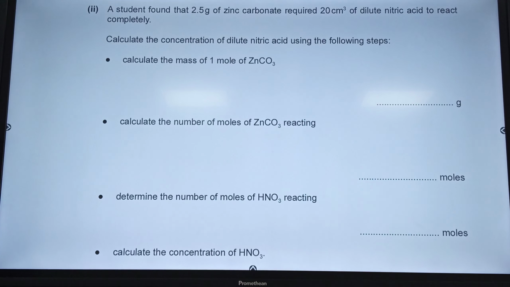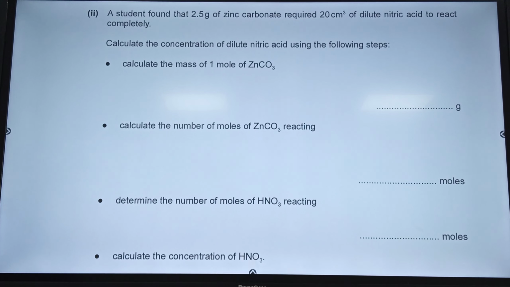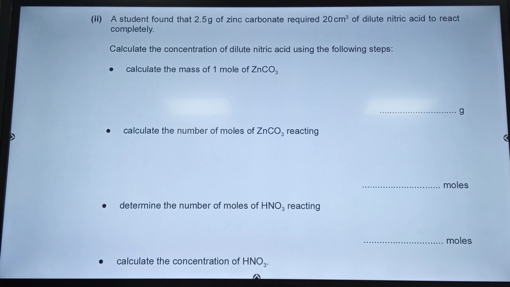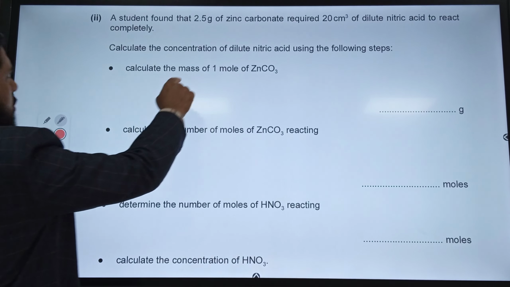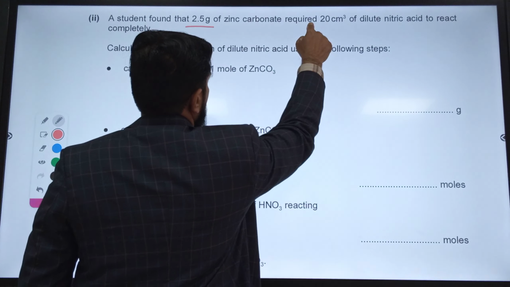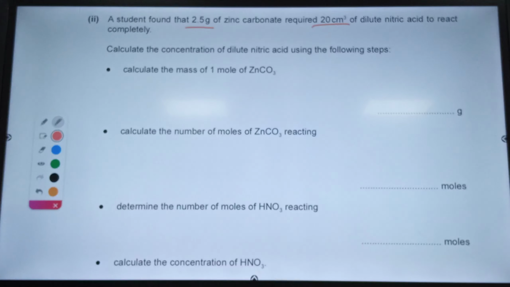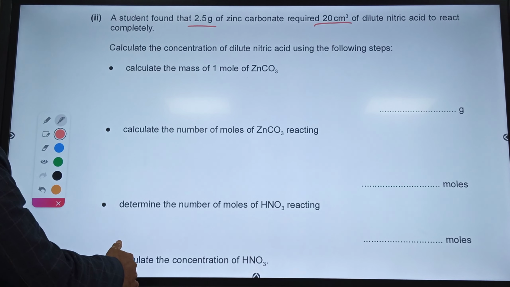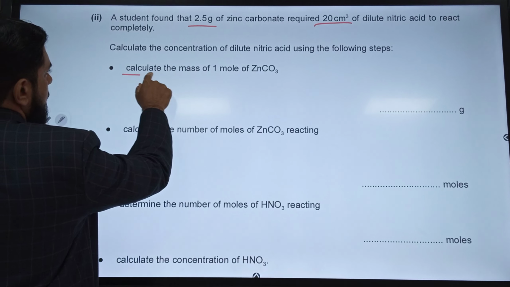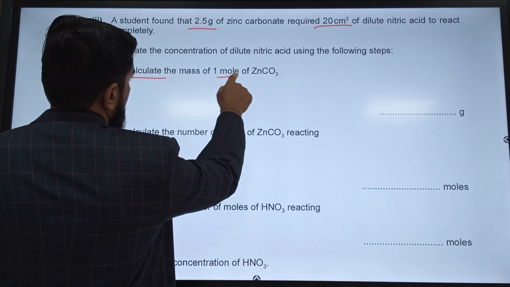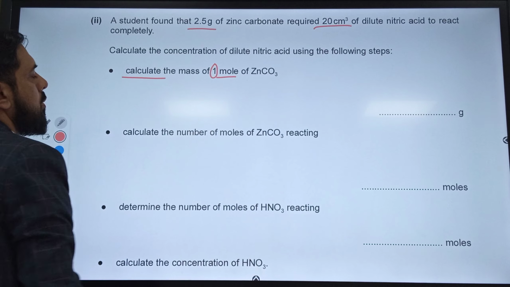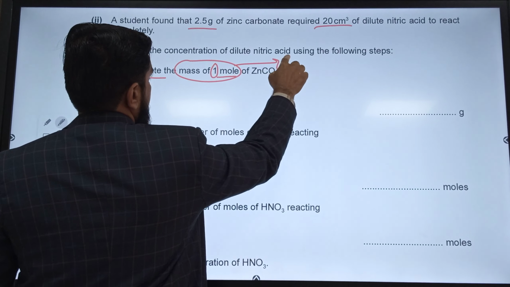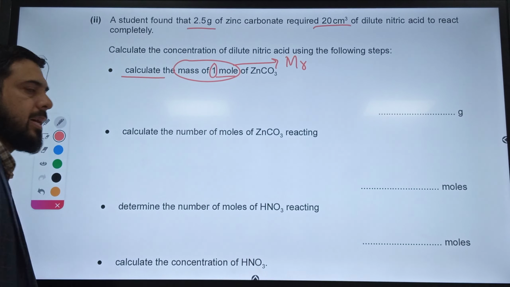Now, the moles question. It says a student found that 2.5 grams of zinc carbonate required 20 centimeter cube. So the mass is 2.5, and the volume required is 20. Then he says calculate the concentration, and divides the question into smaller parts. First, calculate the mass of 1 mole. Remember, the mass of 1 mole is actually the MR, the molecular mass.